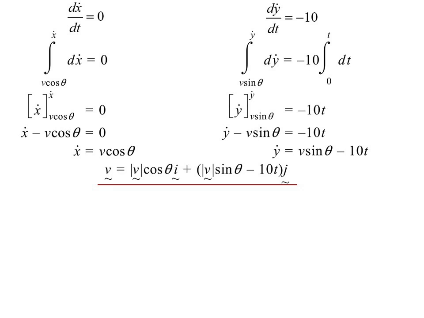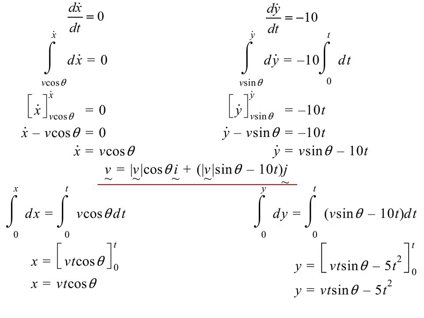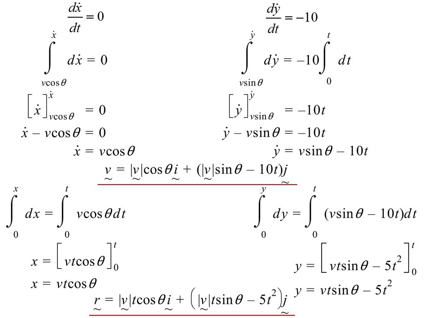All right, let's find displacements. Integrate that one, we get vt cos theta. Vertically, we end up with vt sine theta minus 5t squared for this one. A more general one would have minus a half gt squared. And there's my displacement. Now, I should be able to solve any problem now with those equations.